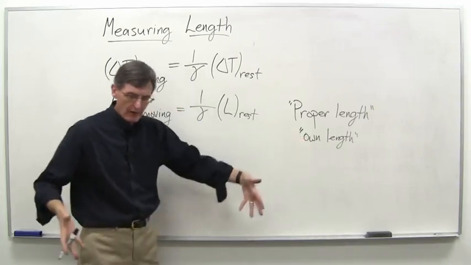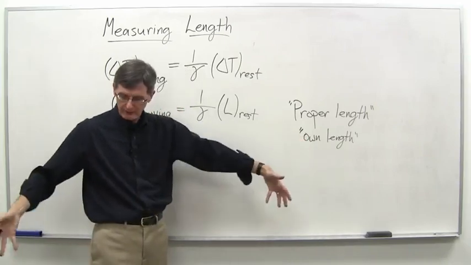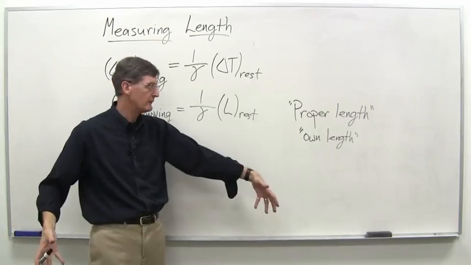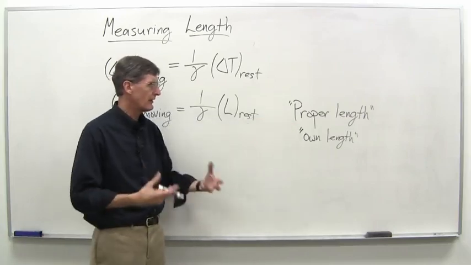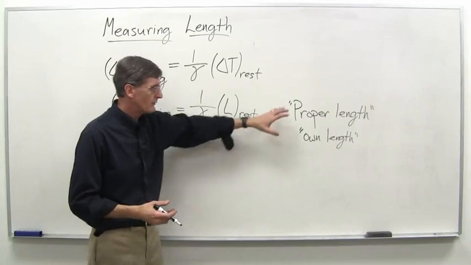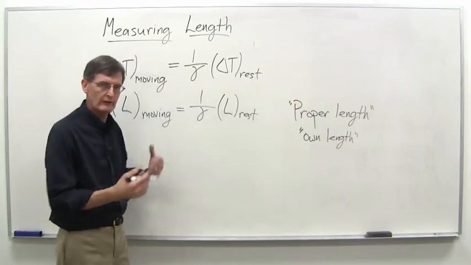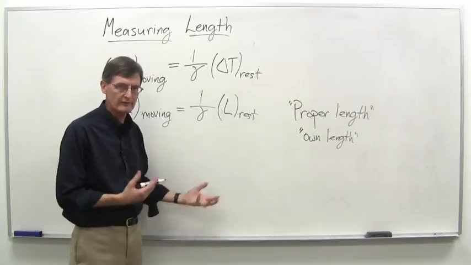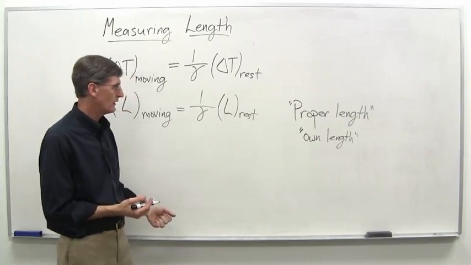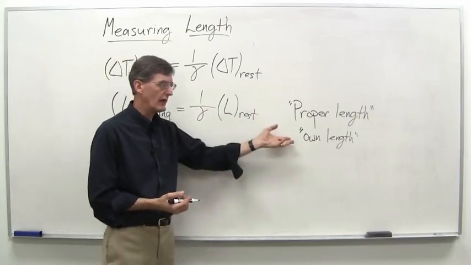In other words, it's Bob's own length at rest as he measures his spaceship, or whatever he happens to be measuring. And proper length has connotations of, okay, if this is proper length, the other length we might be talking about is improper, and that's not the case at all. So it's the length measured at rest.